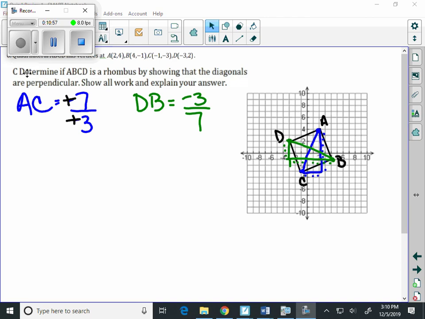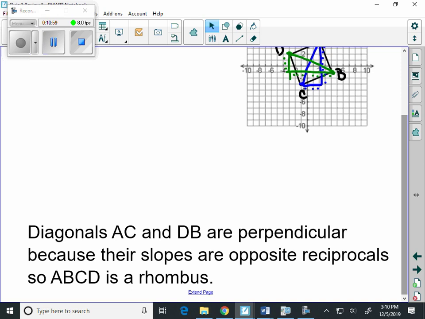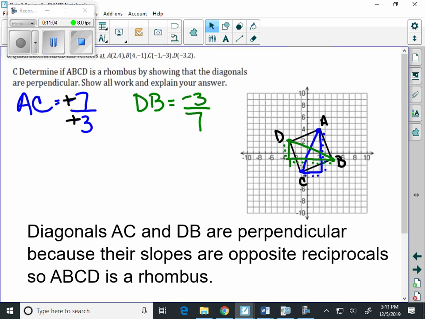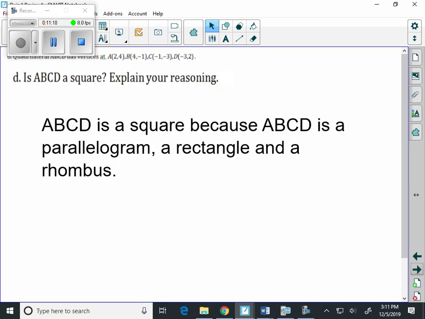So if we look at my explanation here, I can scoot it up a little bit. Diagonals AC and DB are perpendicular because their slopes are opposite reciprocals. So ABCD is a rhombus. Again, pause the video if you want to write that down. But lastly here, what we're trying to come up with is, is ABCD a square? Well, because ABCD is a parallelogram, a rectangle, and a rhombus, the entire figure is a square.